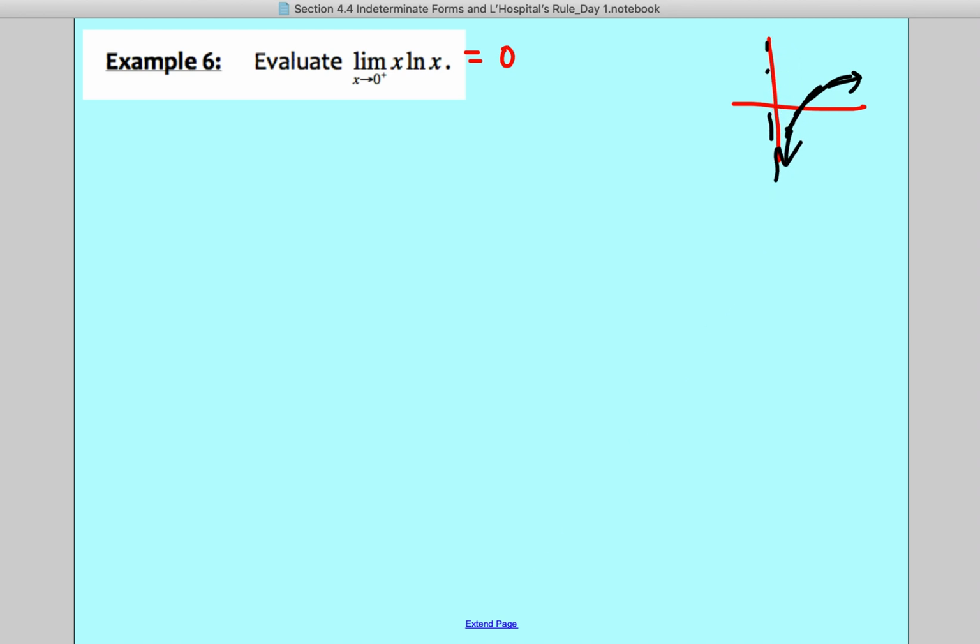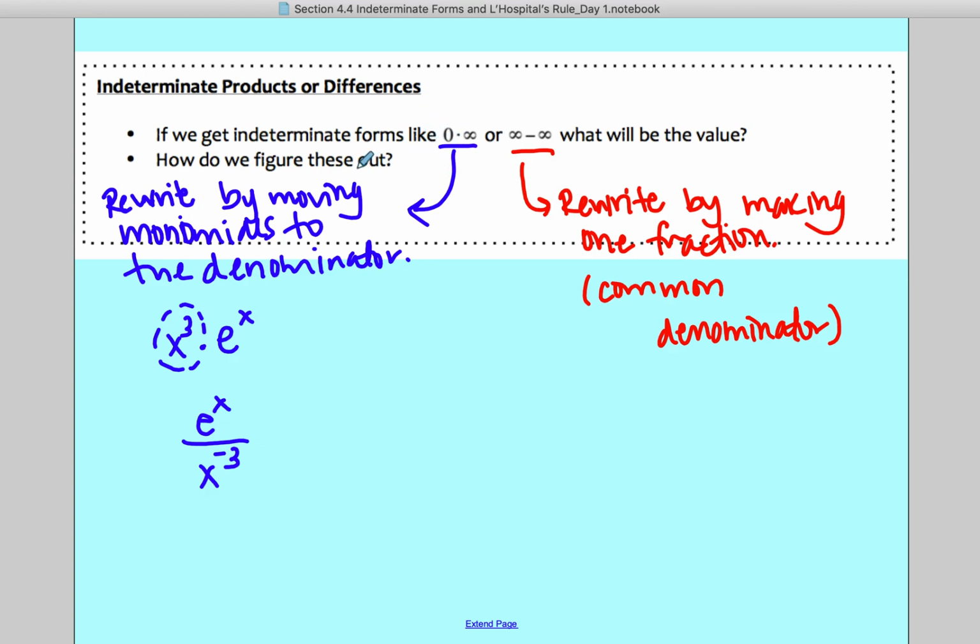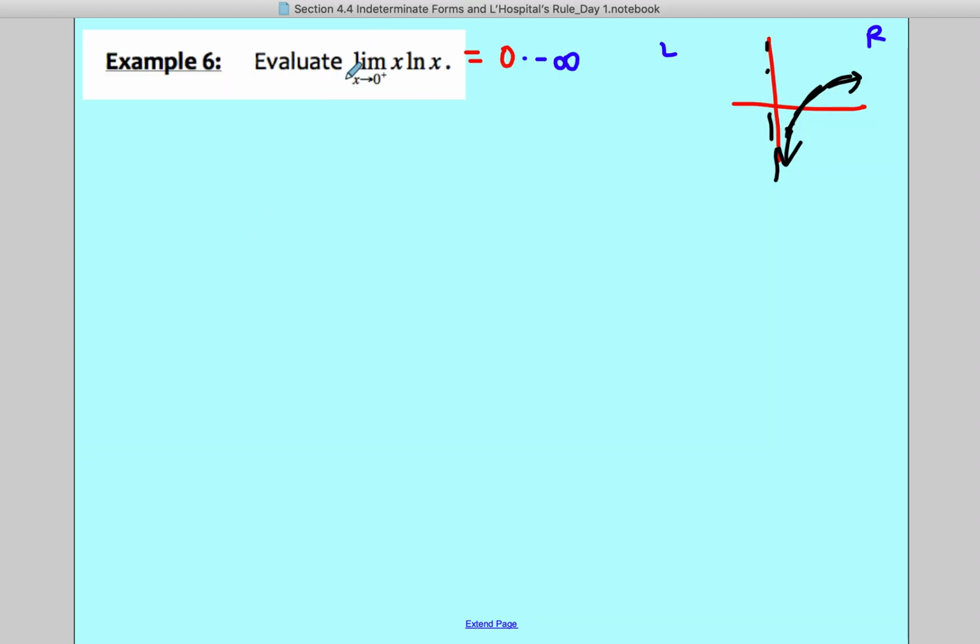There's my asymptote. So as you approach 0 from the right, this is your left hand, this is your right hand. So here's my right hand limit. I'm approaching, and as I get closer to 0, it's going to continue to go down and down and down. So this is really 0 times negative infinity, which is our 0 times infinity form. So when we have this case, we try and rewrite by moving somebody to the denominator. So I'm going to take my x and move it to the denominator. So I have my limit as x approaches 0 from the right, and I have ln of x, and I'm going to bring the x down, so now it's x to the negative 1.